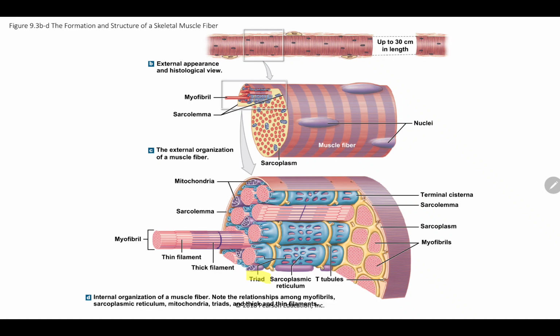So when we're looking deep into a muscle, I also want you to remember that triad too. That triad is the 2 cisternal ends of the sarcoplasmic reticulum and this T-tubule, right? So again, that triad means 3. It's the 2 cisternae ends, and it's the 1 T-tubule. Okay, that's what a triad is.